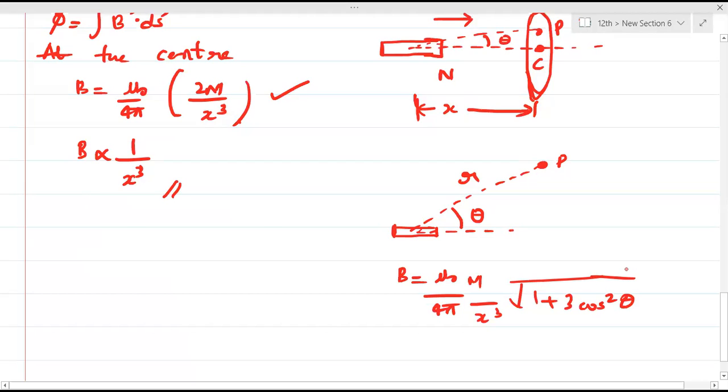Yes, magnitude के लिए यही होगा ना? So it depends on theta as well as r, not x but r. It also depends on theta as well as distance. दोनों के ऊपर डिपेंड करेगा. Yes? Yes or no?